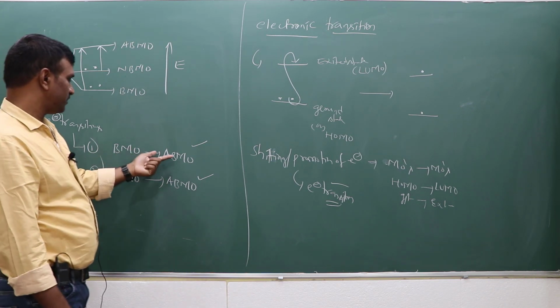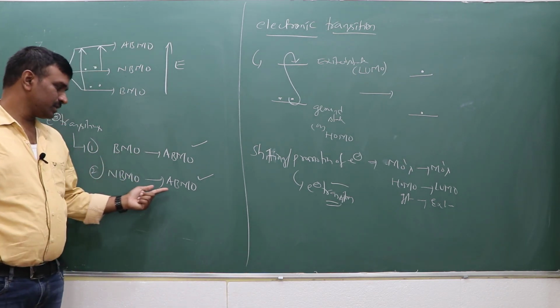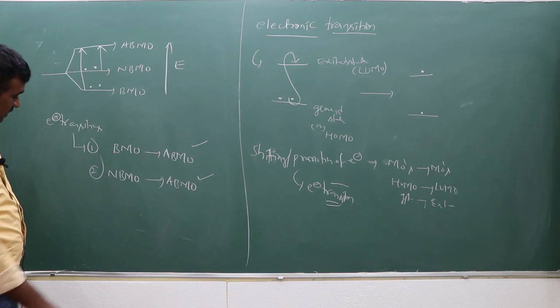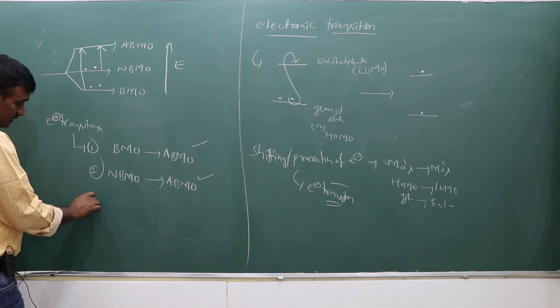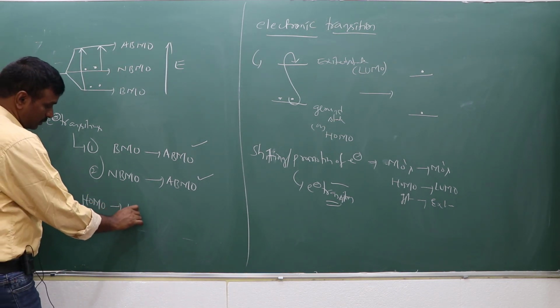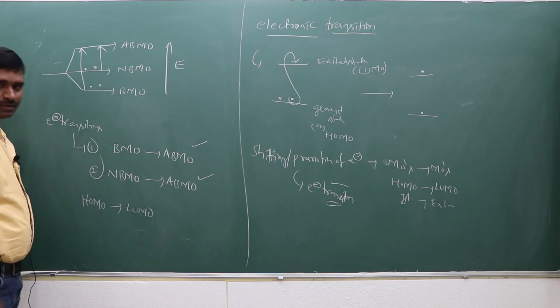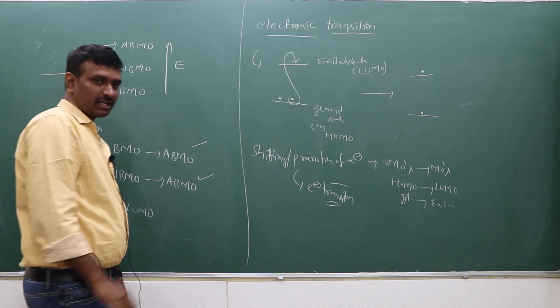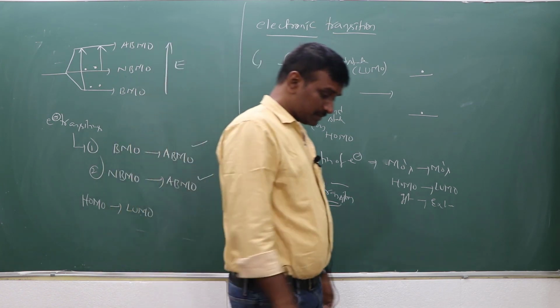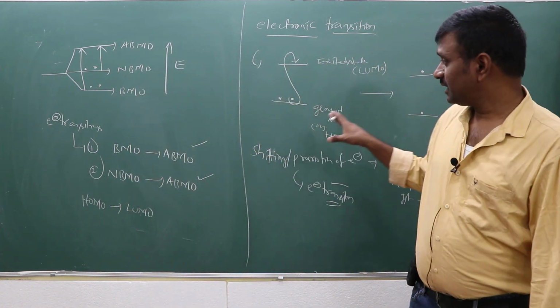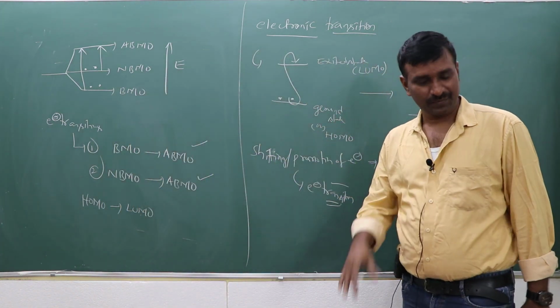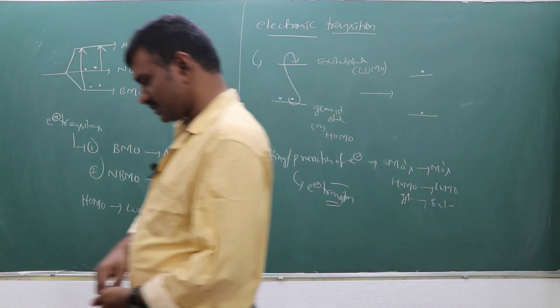Further, I can explain bonding to anti-bonding, or non-bonding to anti-bonding molecular orbital transitions, or in general, in other words, HOMO to LUMO. That may also be possible, as a generalized case. Now, this is one of the electronic transitions possible.